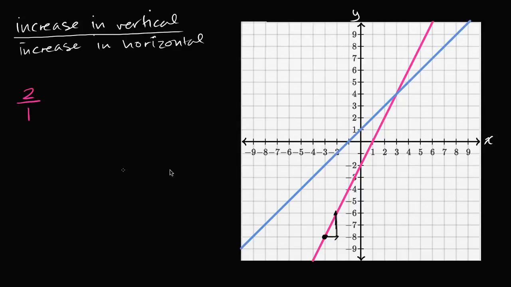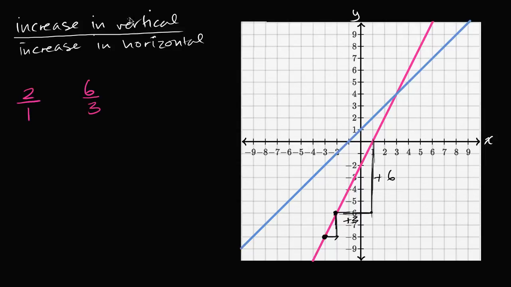Let's see, does that still work? If I were to start here, instead of increasing the horizontal direction by 1, let's increase by 3. So now I've gone plus 3 in the horizontal direction. Then to get back on the line, how much do I have to increase in the vertical direction? I have to increase by 1, 2, 3, 4, 5, 6. I have to increase by 6. So plus 6. When I increase by 3 in the horizontal direction, I increase by 6 in the vertical.